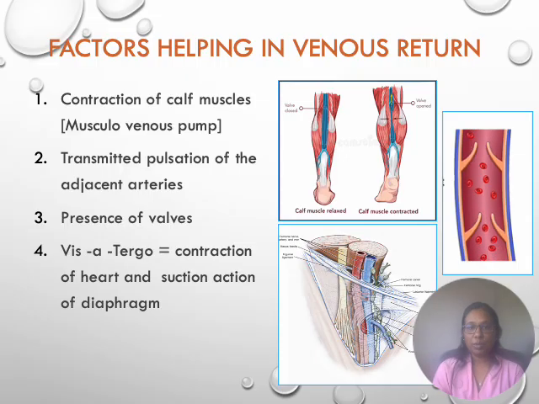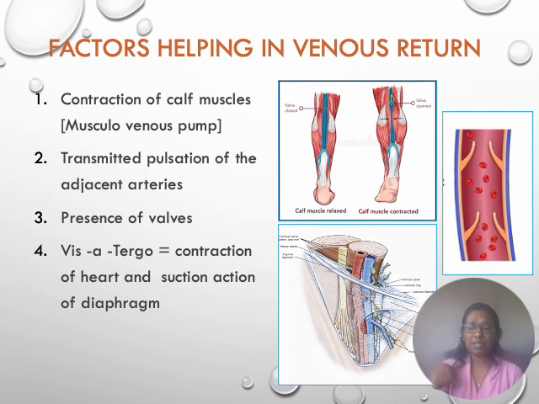Until now, we have learned everything about the superficial set of veins, the deep set of veins, and the perforators. Now we are going to learn what all the factors are that help in venous return. As I have said earlier, venous return in the lower limb is a little bit tricky because it has to happen against the force of gravity, and there are certain factors which help out, right?